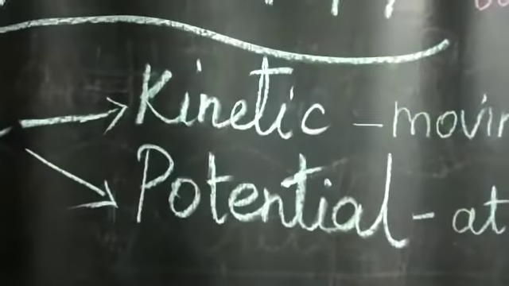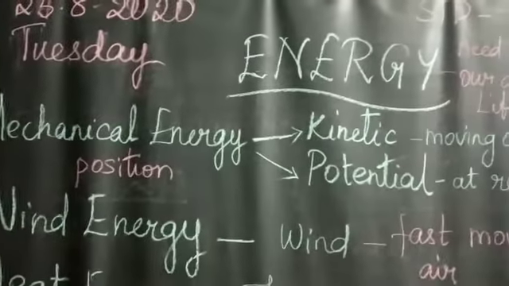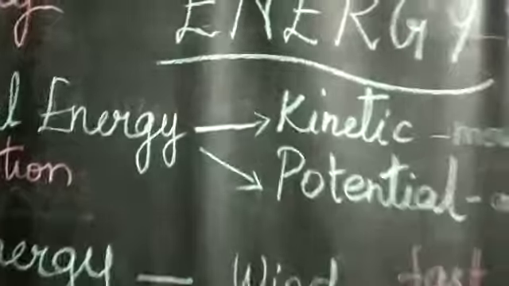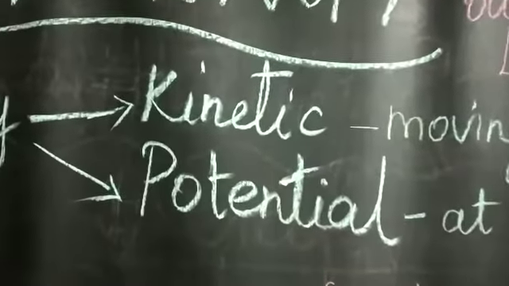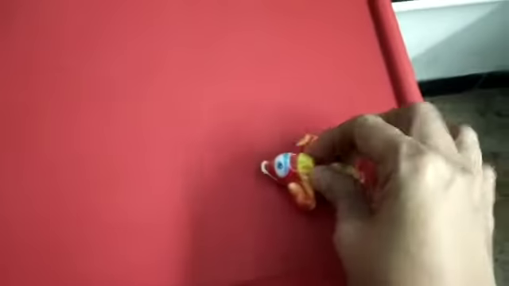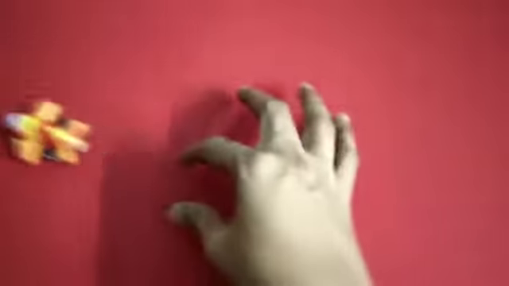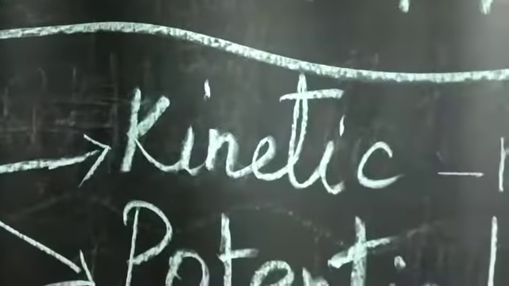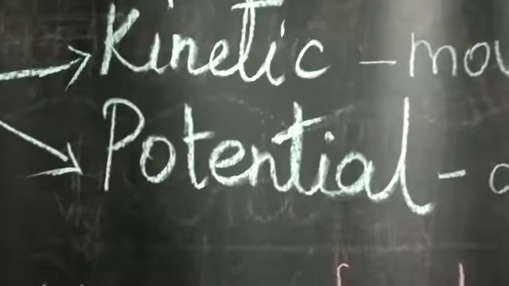There are two types of mechanical energy. One is kinetic, another one is potential energy. So what is kinetic energy? Kinetic energy is possessed by the moving object. Here again I will use the toy. When the object is moving, I am going to push this car back. Now this toy is moving. This is because of the kinetic energy.